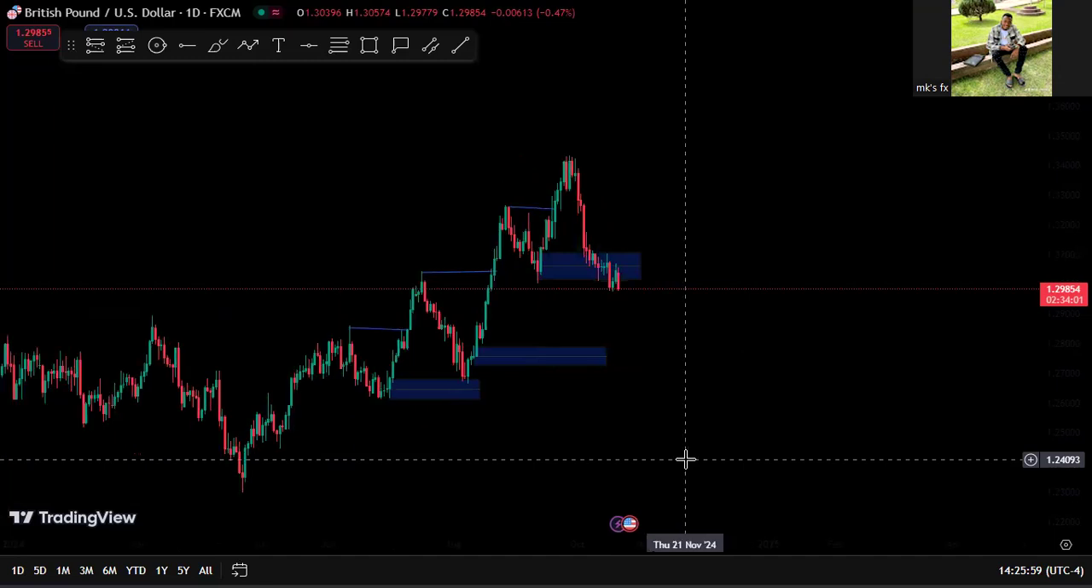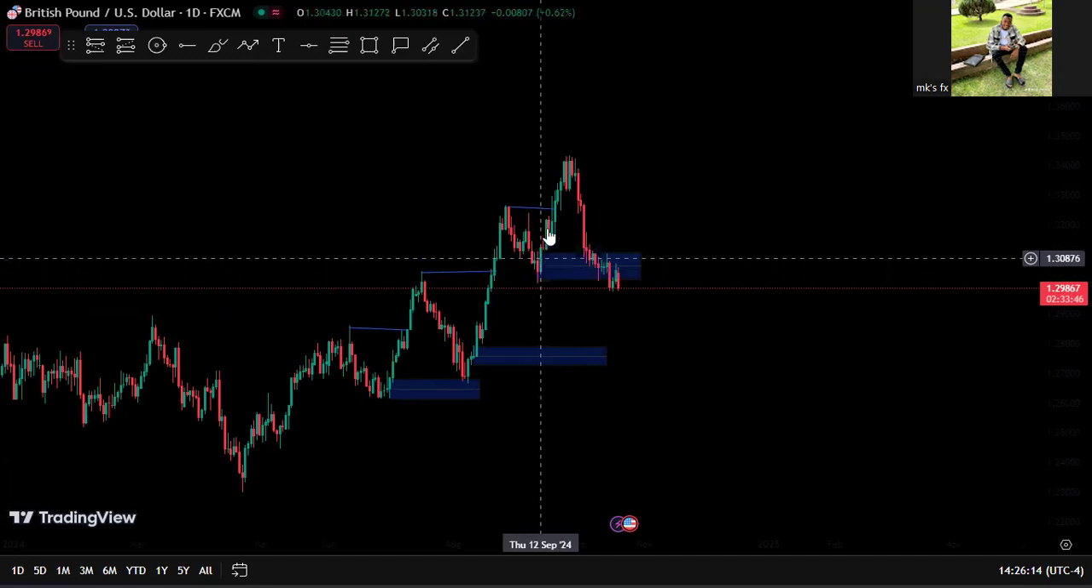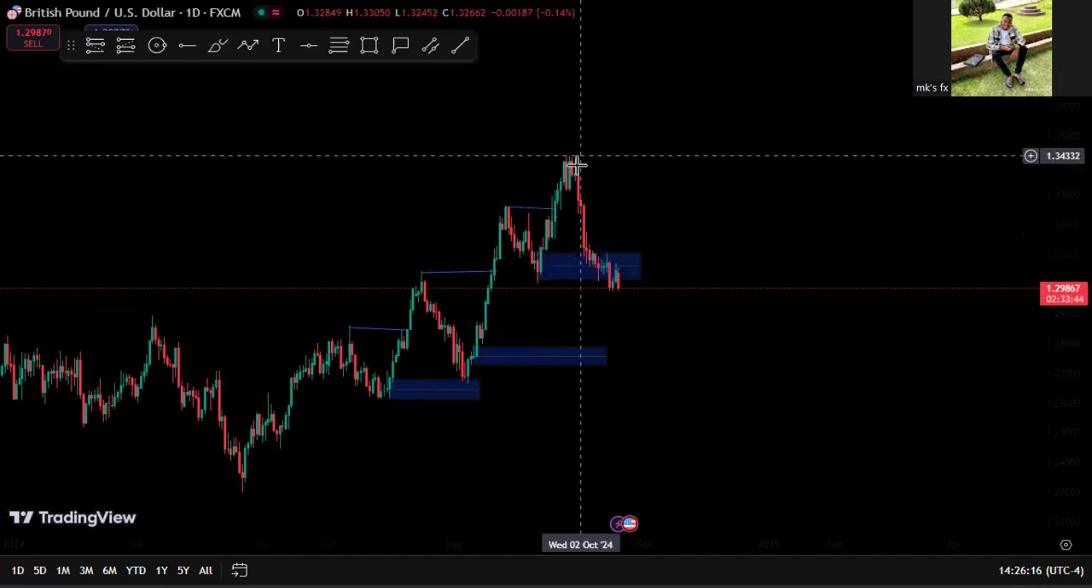Now we have three characteristics of a valid order block. The first one is it should create a new high. That order block should create a new high. It should break structure or change character. Now, this order block respects the first rule, which is breaking of structure.